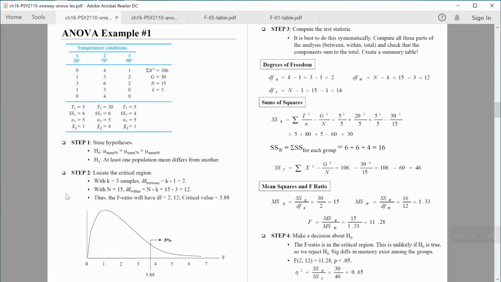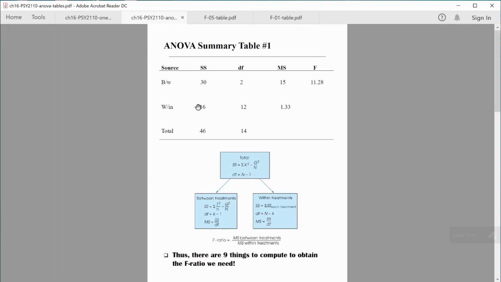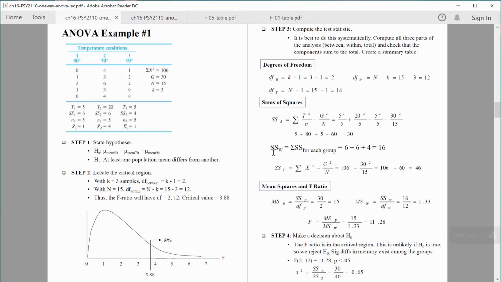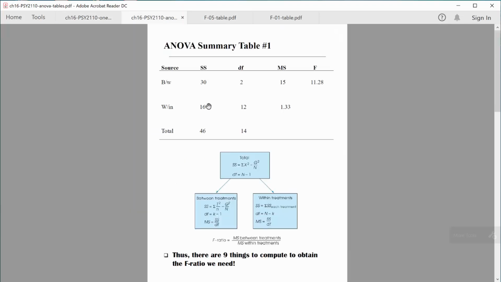All right, so we'd move over to our source table, fill in 30, look and see what we want to compute next. We want sum of squares within, otherwise known as sum of squares error. So sum of squares within just says take the sum of the sum of squares for each group. And remember, we took the time to compute sum of squares for each group. All we need to do is add them up. 6 plus 6 plus 4 equals 16. Come back to our source table, fill in that value. Now, do you see how we can already predict what the sum of squares total is going to equal?